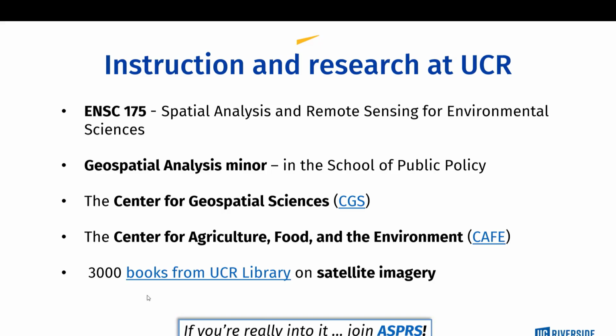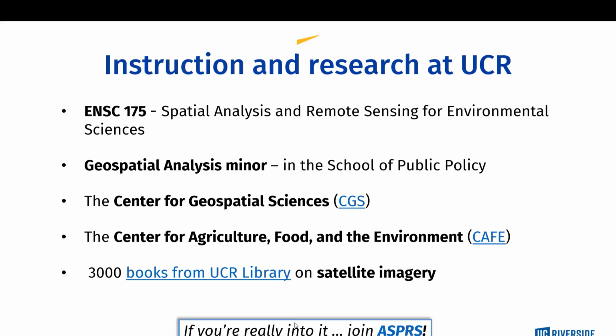And finally, we have a library, and our library has books in it. So I did a search on our catalog just for the last 20 years of books that have something about satellite imagery, and I found 3,000. So we've got a lot of information for you if you want to do more reading.